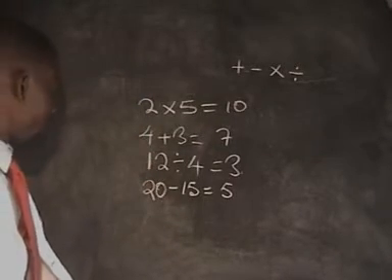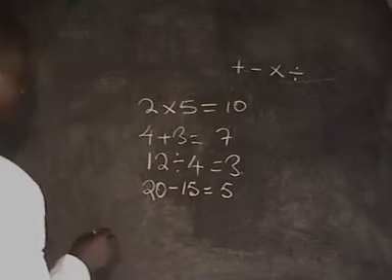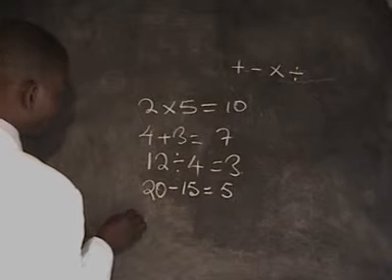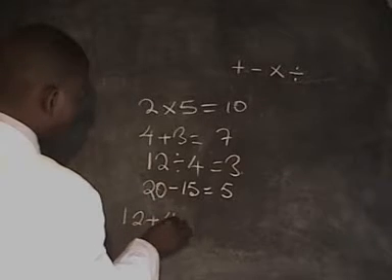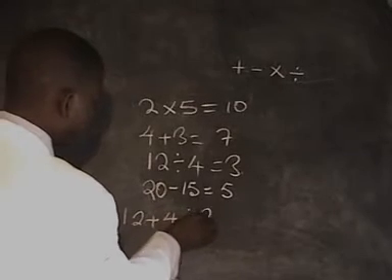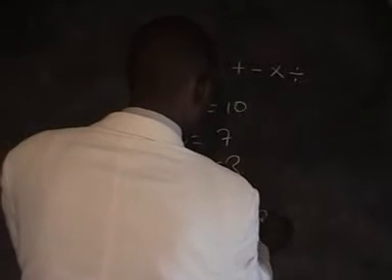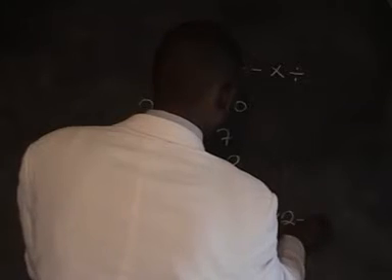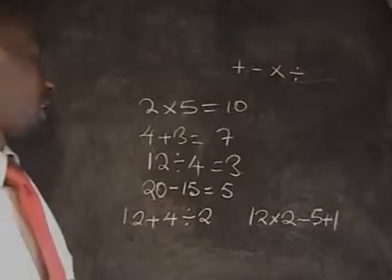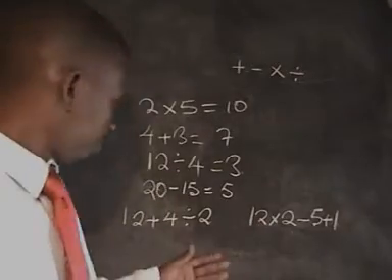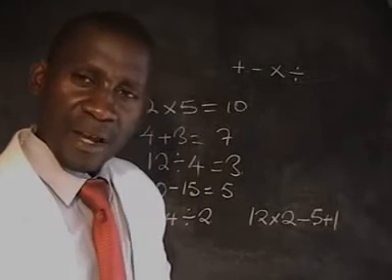Now, let's look at a different scenario whereby we are going to have a problem that is going to carry more than 2 signs. Let's say we have 12 plus 4, then divided by 2. How can you treat such a problem? Let's have 12 multiplied by 2 minus 5 plus 1. How can you treat also such a problem? It's not always that this problem is going to have plain numbers like that. At times fractions can be used.